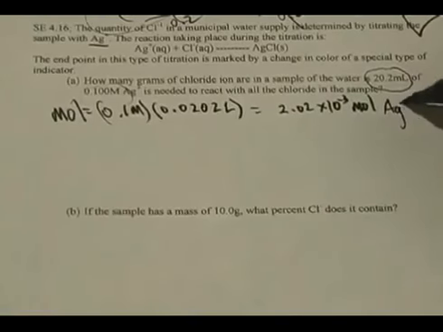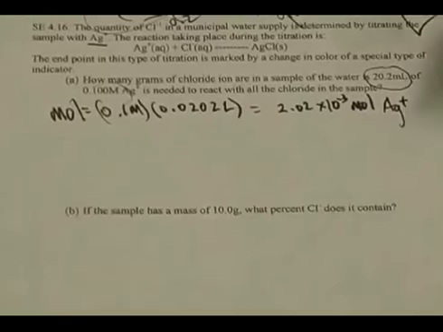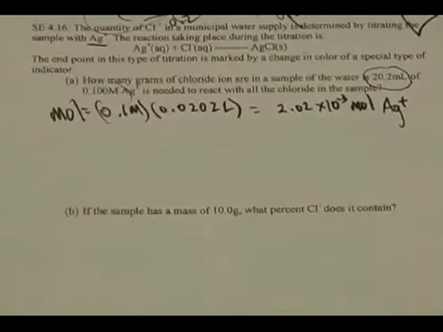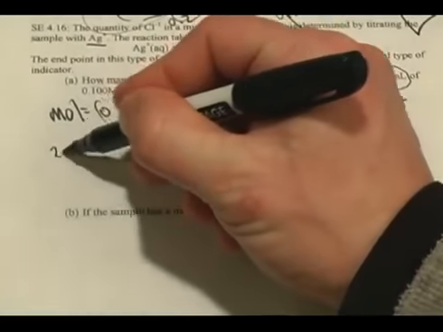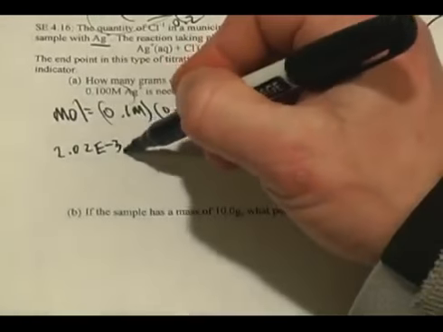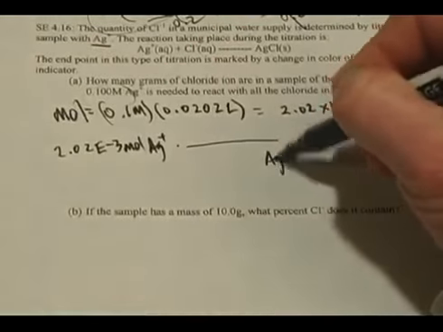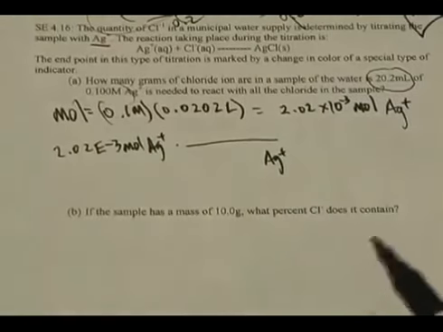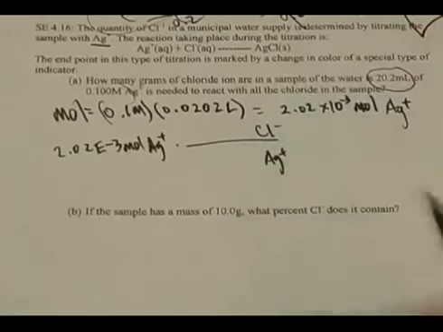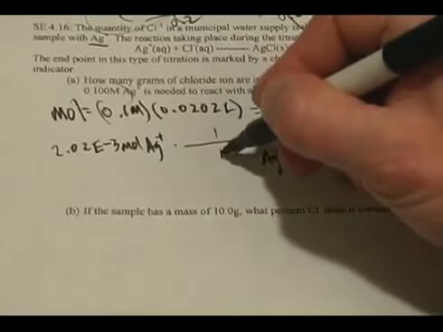silver ion. And then we take our silver ion and go on to step number 3, which is the mole-to-mole ratio from the balanced chemical equation. And then we'll convert to our units. So I'll rewrite it over here. 2.02 times 10 to the negative third moles of silver ion. Put silver ion in a position where it's going to cancel. And then put the amount of chloride ion up here that I want to know. And the ratio happens to be 1-to-1.